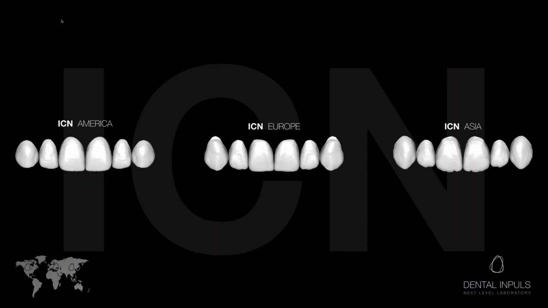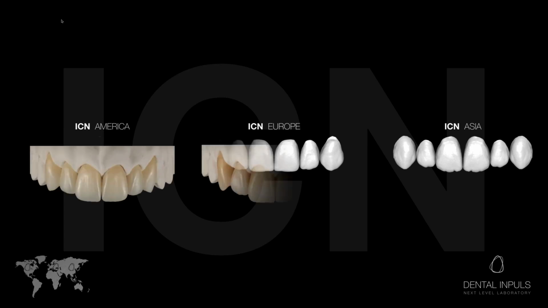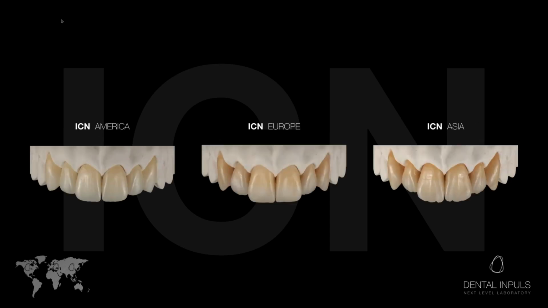In addition, we developed our ICN library according to globally accepted aesthetic. Here are shown American, European, and Asian perception. And this is how those 3 libraries look in monolithic zirconia. As these shapes replicate all perception of aesthetics, it allows us to solve almost all cases fast and efficient.